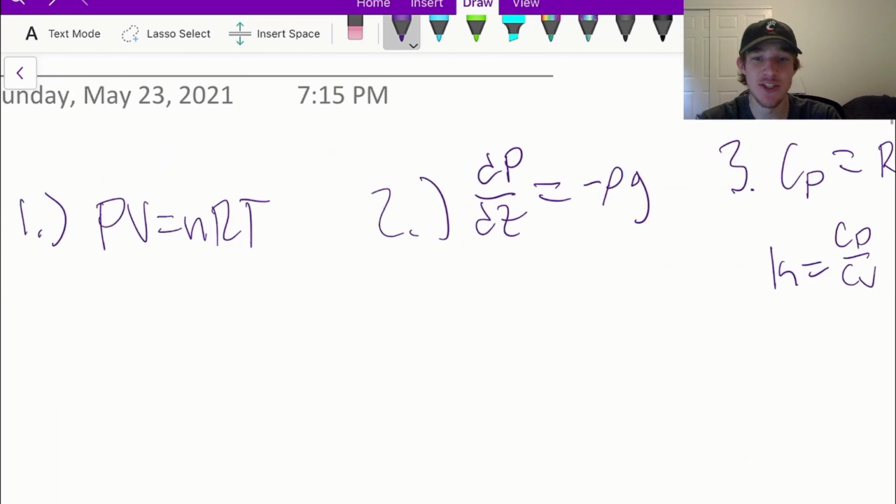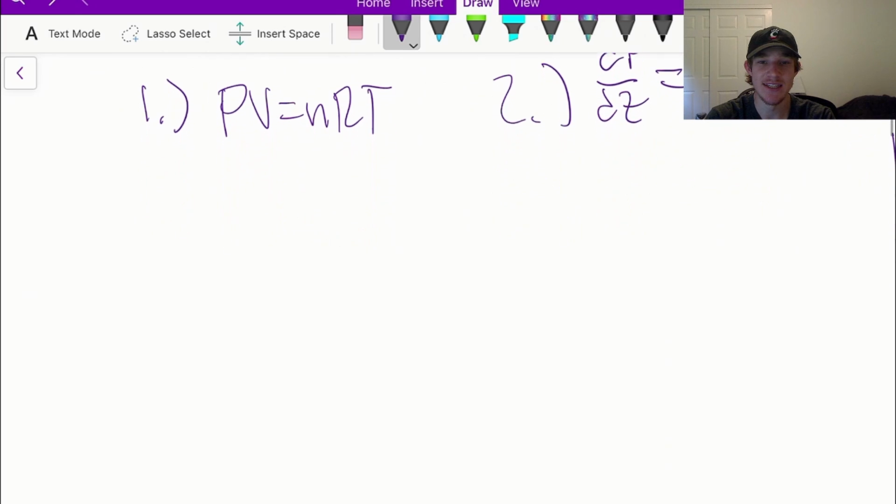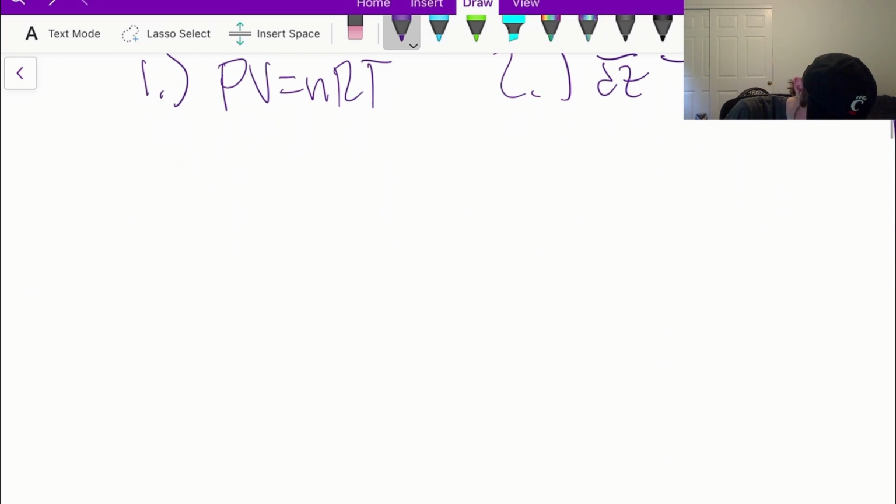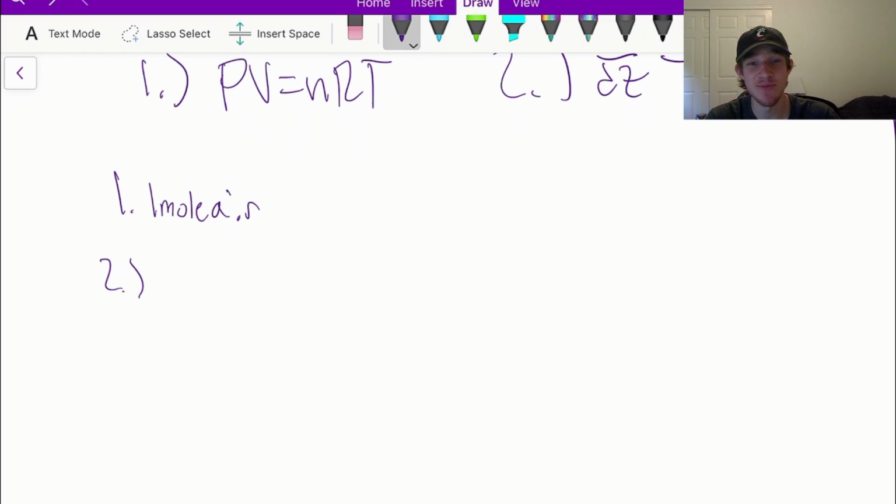And starting off with these, we will also be using some assumptions. The first assumption is that we will be using 1 mole of gas, or air, I should say. And our second assumption will be that the atmosphere is isentropic. And this means that it is both adiabatic and reversible.